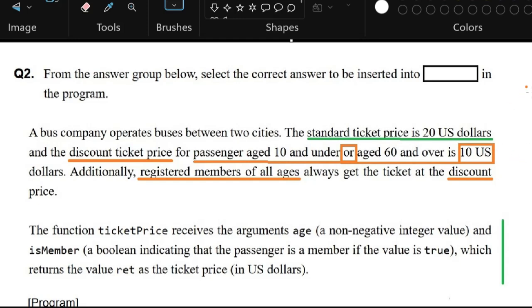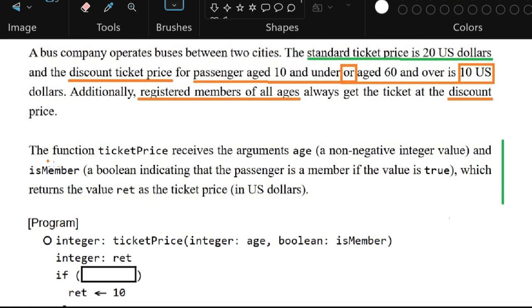Question number 2 of the PhilNITS FE afternoon portion of the exam. In this question, we are being asked, a bus company operates buses between two cities. The standard ticket price is $20 and the discount ticket price for passengers age 10 and under or age 60 and over is $10. Additionally, registered members of all ages always get the ticket at the discount price.